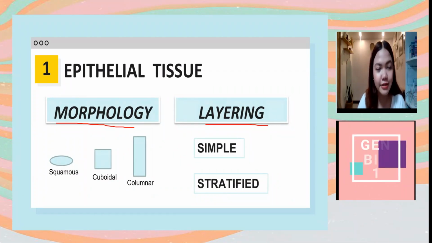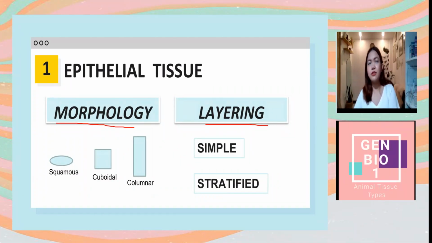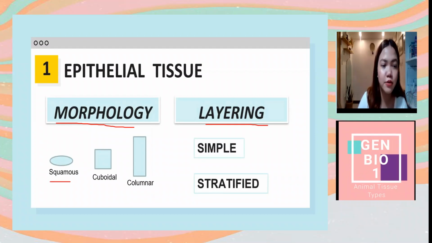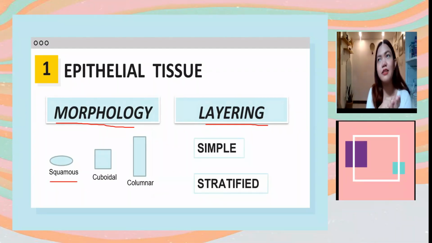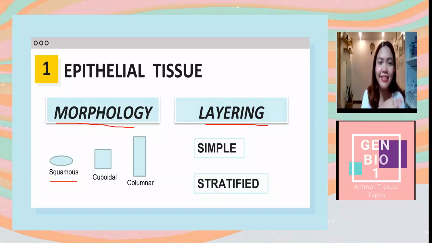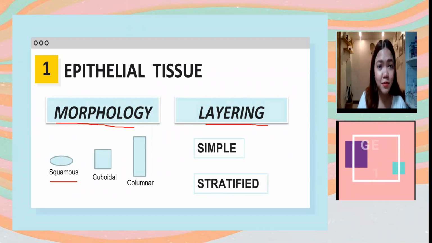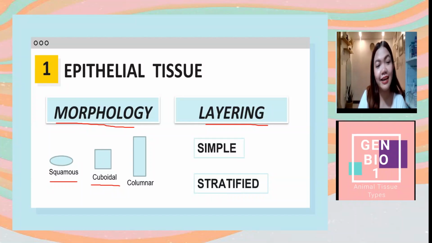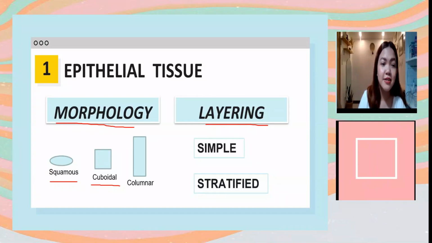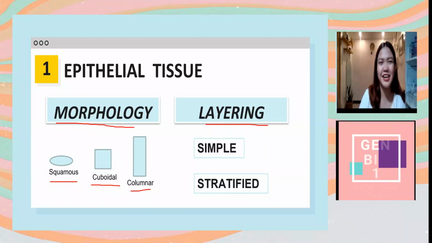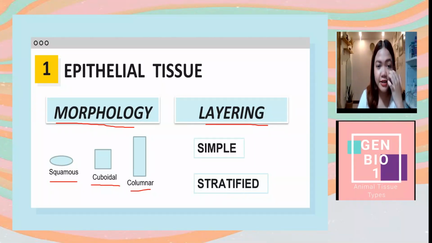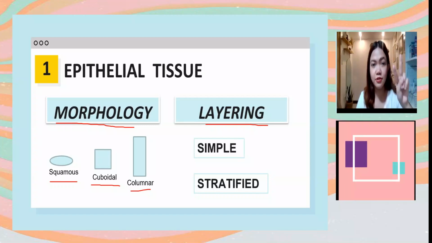So, the morphology basically talks about the structure of your cell. If it's flat and looks like a pancake, that's going to be your squamous. And then if it looks like a dice or a cube, you have your cuboidal, and columnar if it's triangle, rectangle, or column-like cells. Okay? For the layering naman, we just have 2, your simple and stratified.